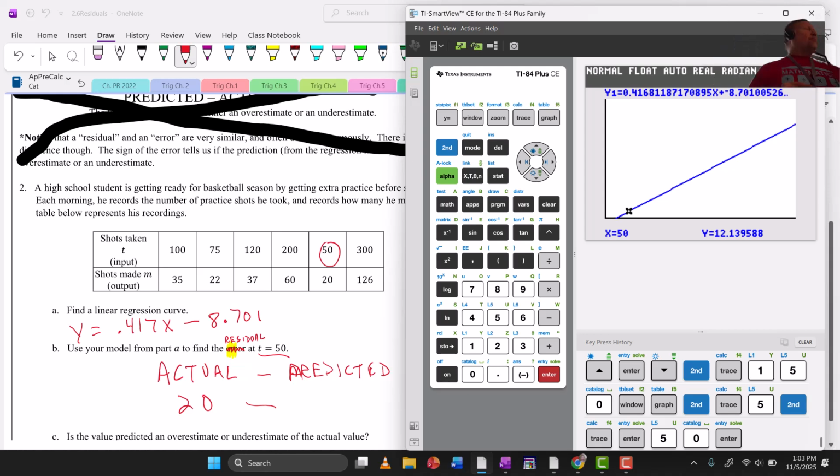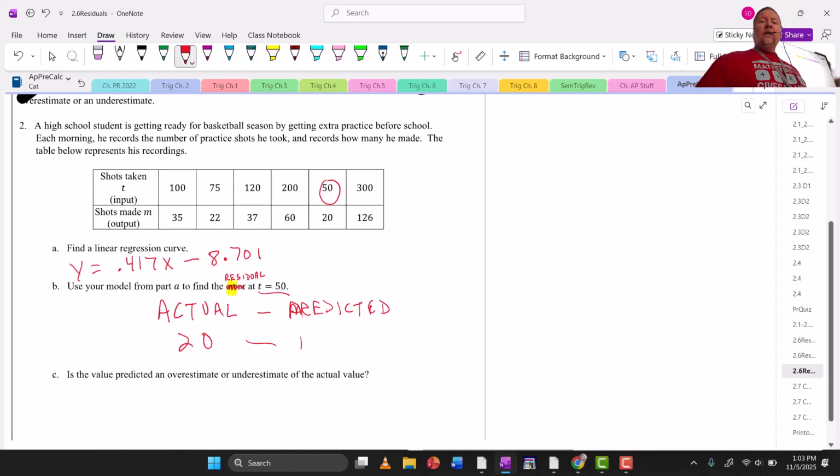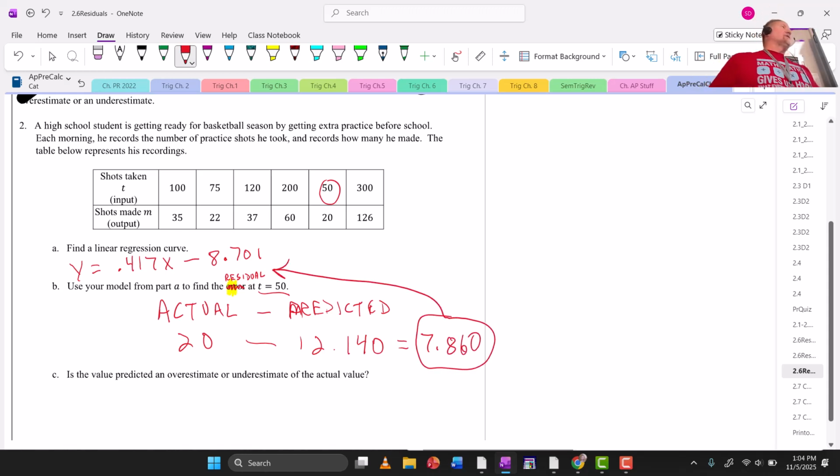Same thing. 12 point, what does that say? 1395. Let's teach them how to round. 1395 is 140. Okay? All right, now when I predict or when I get the residual, that turns into 7 point, I think 860. This is what the residual equals. So on the AP exam, if they want what is the value of the residual, that's what you put.